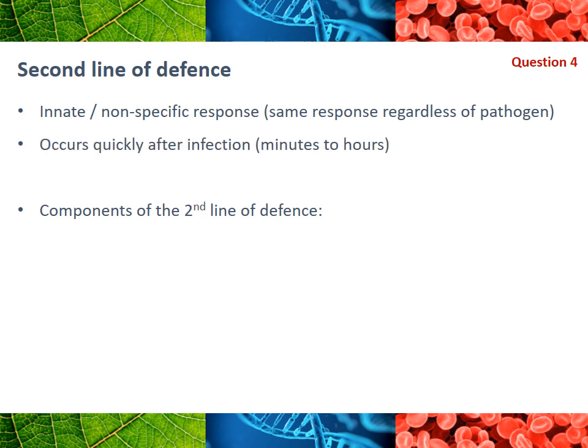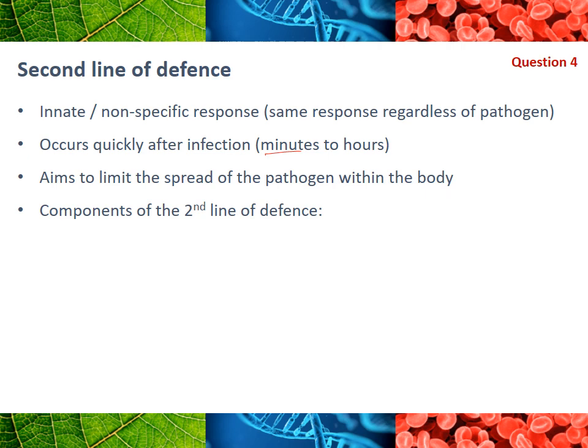This occurs very quickly. So once the barriers have been breached, once the pathogen has entered the body, this response starts within kind of minutes to hours. And the aim is to stop that pathogen spreading around the body. Okay, so a good example, let's say you've cut your hand on a dirty nail, and there's a tetanus bacterium. So tetanus has gotten into the open wound, the barrier has been breached. Almost immediately your body will launch a response to try and stop that tetanus spreading around your whole body.